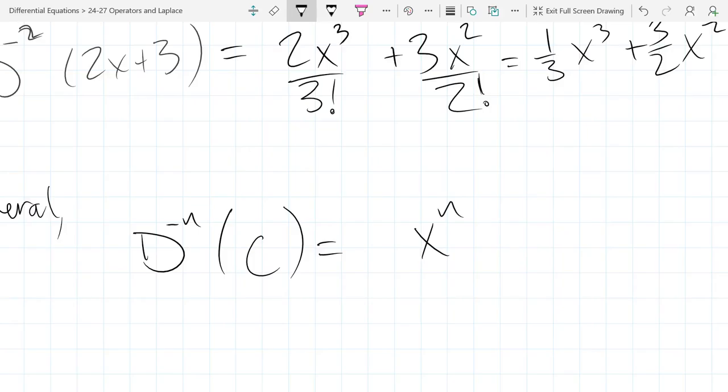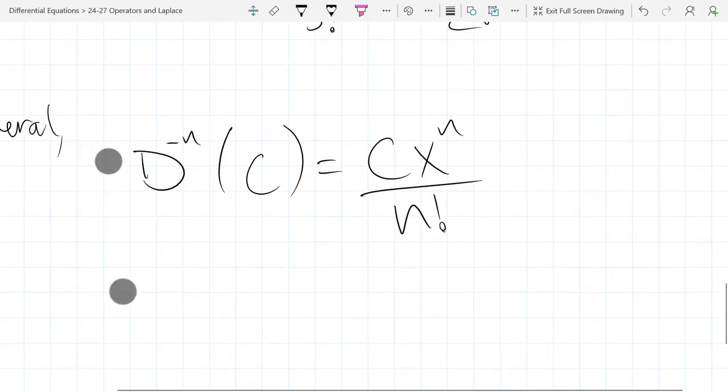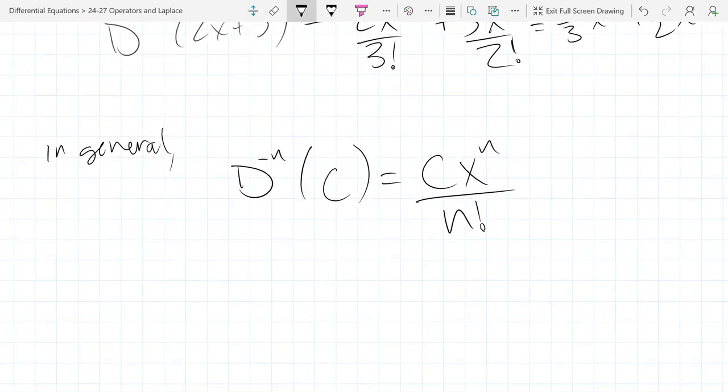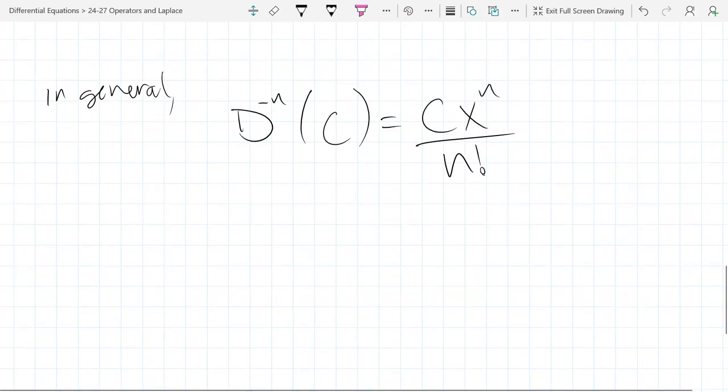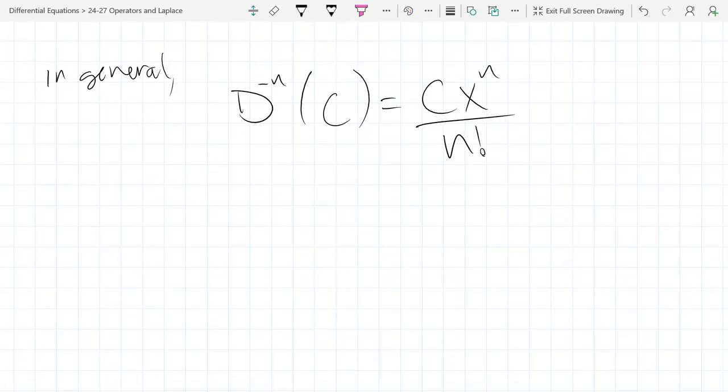So in general, we do the nth antiderivative of a constant. It should be x to the nth times c, divided by n factorial. So you get an n, n minus 1, n minus 2, n minus 3. Some of these are kind of tricky. If there's a power of x inside, you'd have to think about it a little more carefully. But if you're anti-differentiating a constant n times, you'll get x to the n over n factorial.